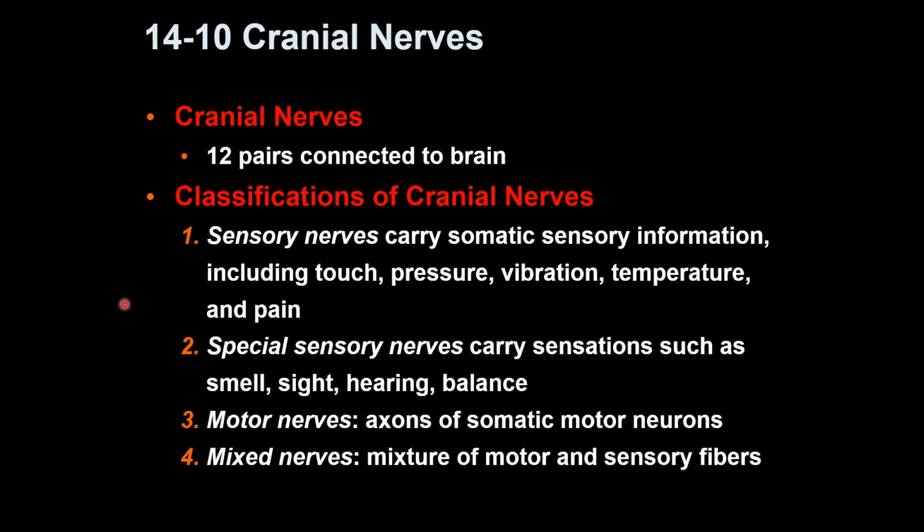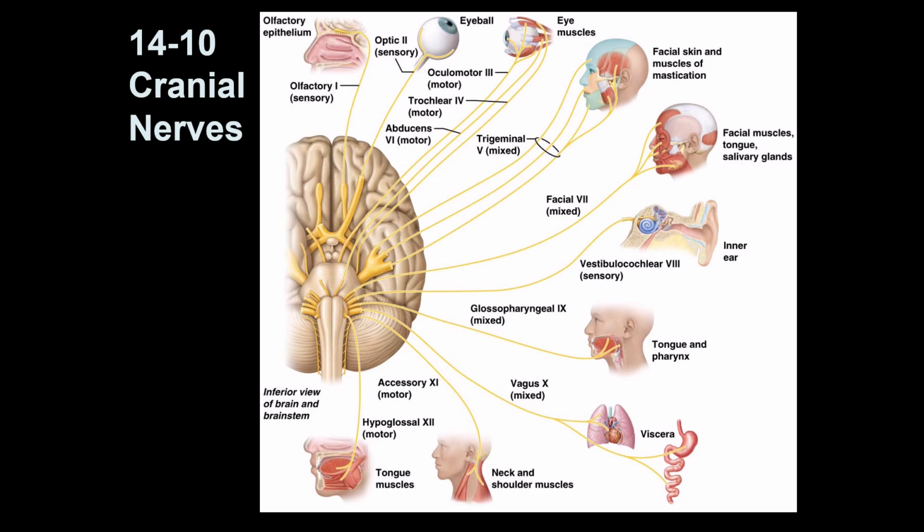Cranial nerve 2 is called the optic nerve, and also that's a special sense, and that's for vision. Cranial nerve 3 is oculomotor, and it is motor only. That is for movement of the eye mainly. Cranial nerve 4 is called the trochlear nerve, and that is also for movement of the eye. Cranial nerve 6 is called abducens, and also is for the movement of the eye.